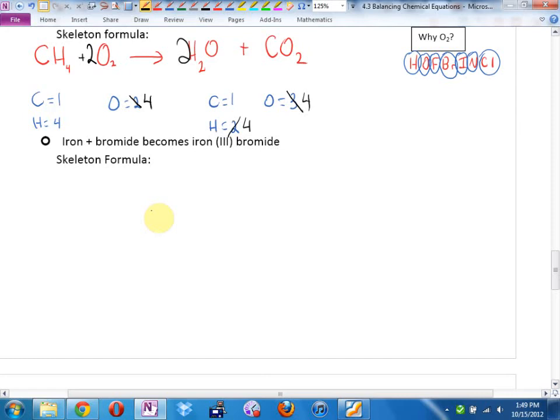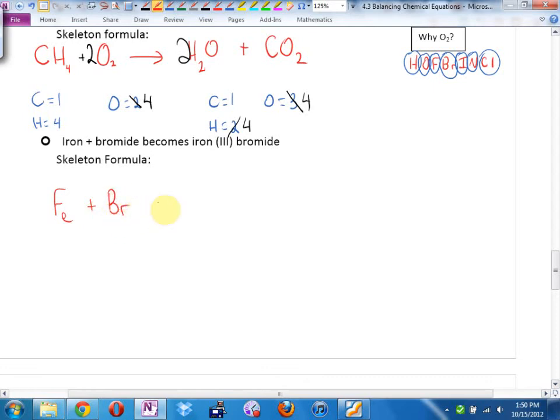Iron plus bromide becomes iron 3 bromide. Okay. Step 1 is the skeleton equation. Iron plus. Now, I should have actually said bromine, not bromide. That's a typo. I'll fix it, but it's Br.